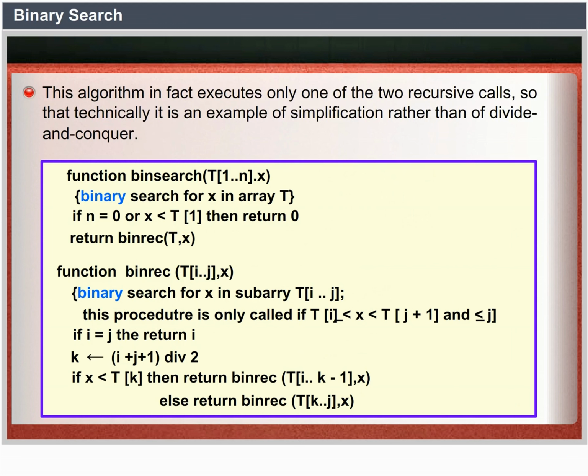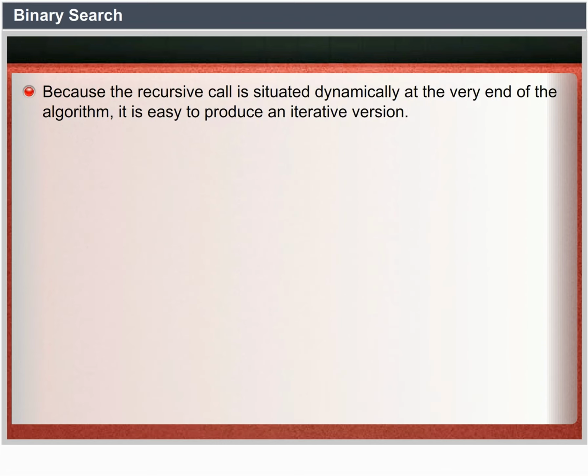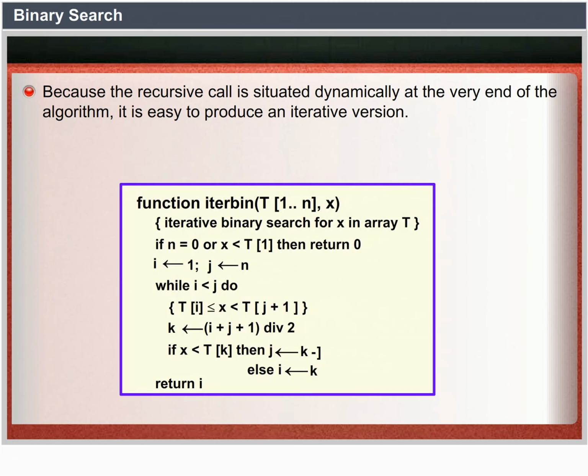This algorithm in fact executes only one of the two recursive calls, so that technically it is an example of simplification rather than of divide and conquer. Because the recursive call is situated dynamically at the very end of the algorithm, it is easy to produce an iterative version. Iterative binary search procedure is shown in this figure.